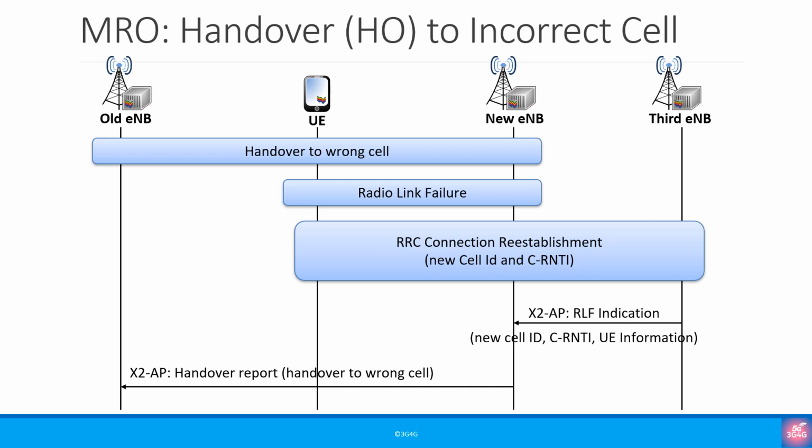The final scenario is the handover to an incorrect cell. In this case, the old eNode B asked the UE to hand over to the new eNode B. That procedure failed and the UE ended up on a third eNode B. This third eNode B then informs the new eNode B about the RLF indication, which in turn sends a handover report to the old eNode B indicating that it performed handover to the wrong cell. This scenario is applicable to intra-RAT as well as inter-RAT procedures. Inter-RAT means from 4G to 3G or 2G.